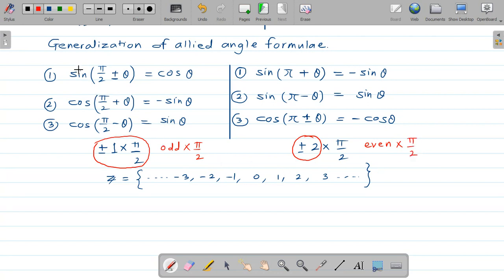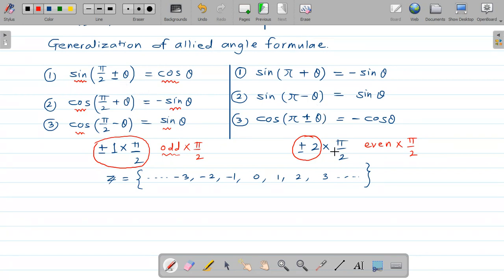Now if you observe the formulae, in the case of an odd multiple of pi by 2, the left hand side contains the sine ratio and the right hand side changes to cos. So sine changes to cos here. Similarly here cos changes to sine. Here also cos changes to sine. So the ratio changes in the case of an odd multiple of pi by 2. This is our observation.